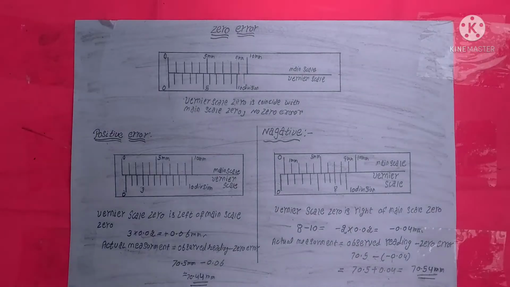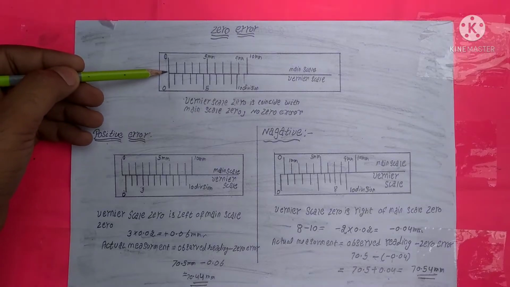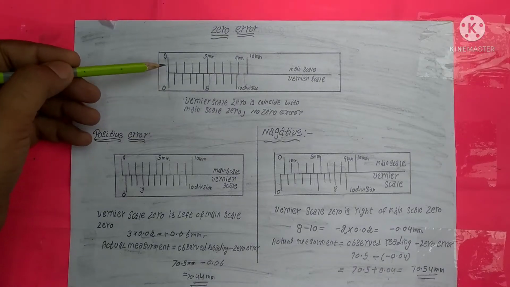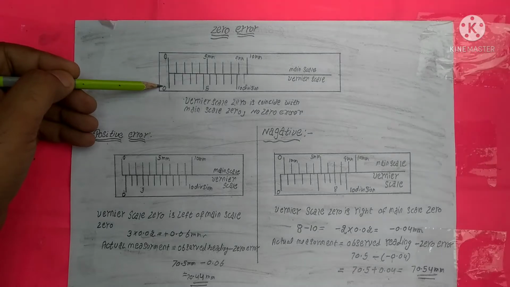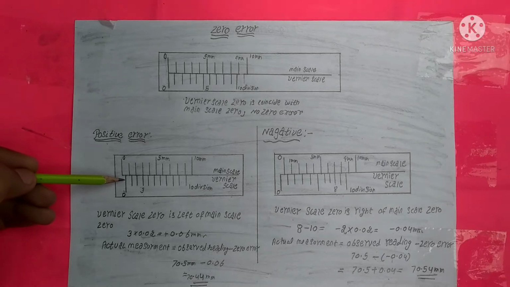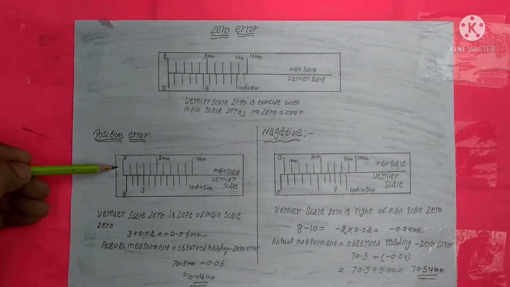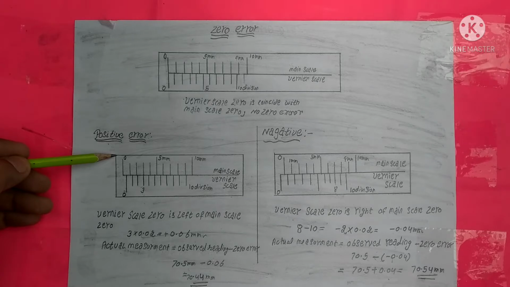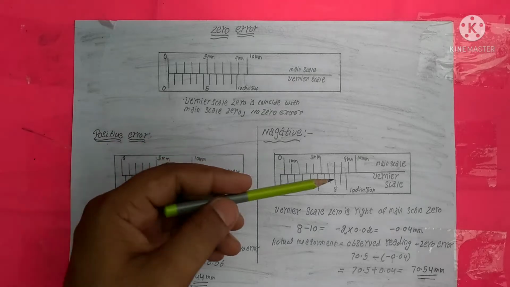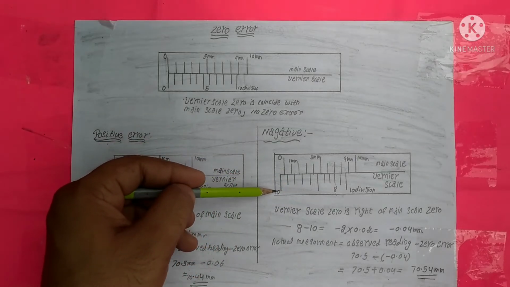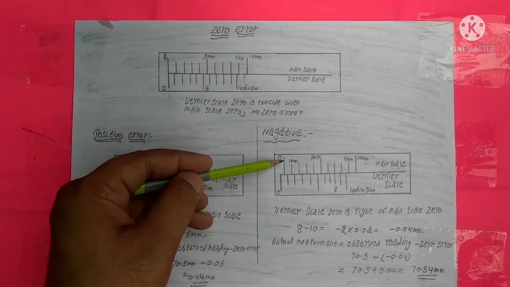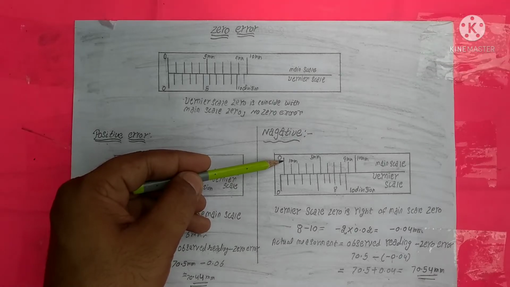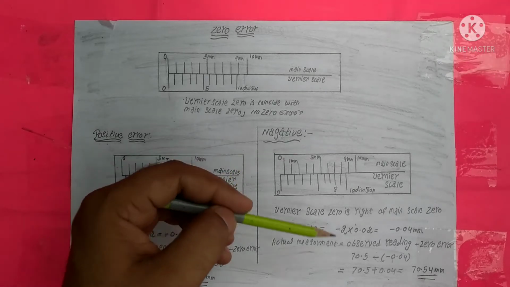Now next, let's talk a little bit about the zero error. Whenever the zero division of the main scale and the zero division of the vernier scale coincide with each other, at that time no error exists. But sometimes the zero division of the vernier scale is to the left of the zero division of the main scale. At that time an error exists, and inside a vernier caliper it is a positive error. And sometimes the zero division of the vernier scale is to the right of the zero division of the main scale. At that time an error exists, and inside a vernier caliper it is a negative error.